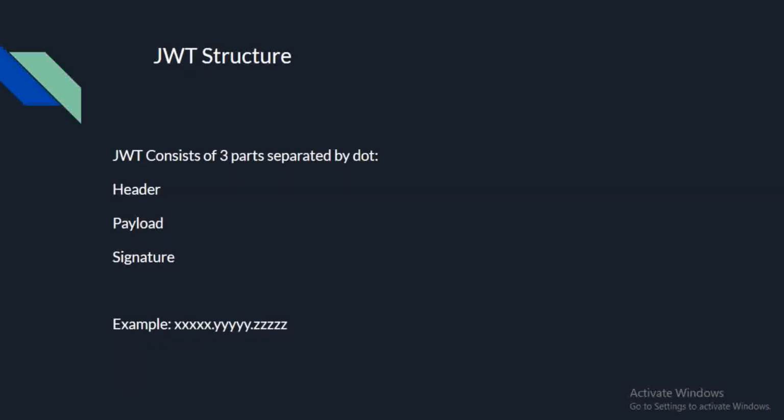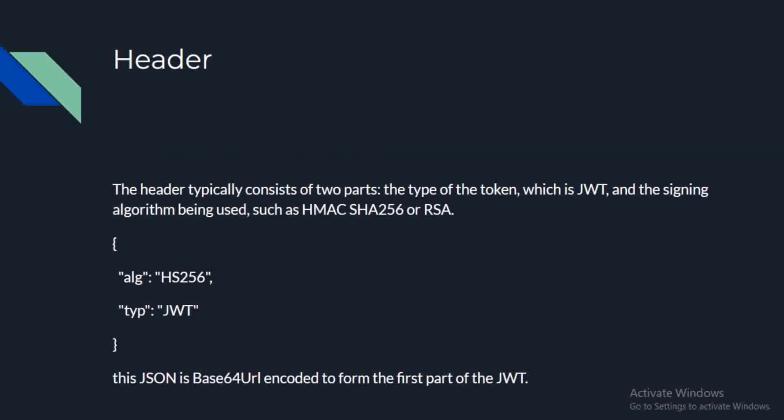And what is the JWT structure? A JWT consists of three parts separated by dots: the header, the payload, and the signature. The example looks like XXX.YYY.ZZZ. The header has two parts: the algorithm and the type. If you use the HS256 algorithm, it will be mentioned in the header along with the type of the JWT, and this will be Base64 URL encoded to form the first part of the JWT.